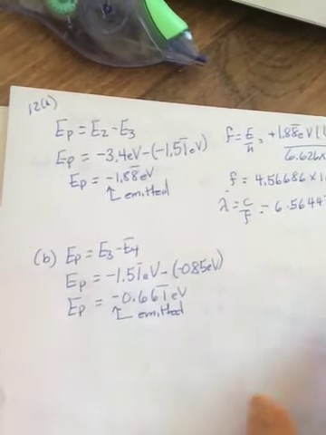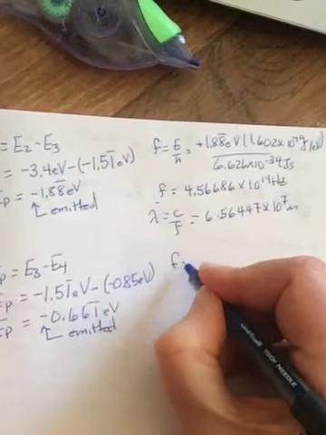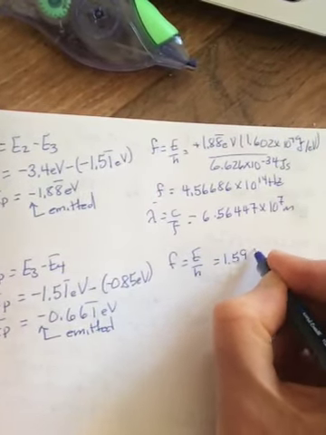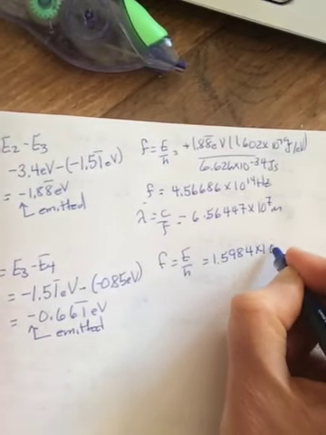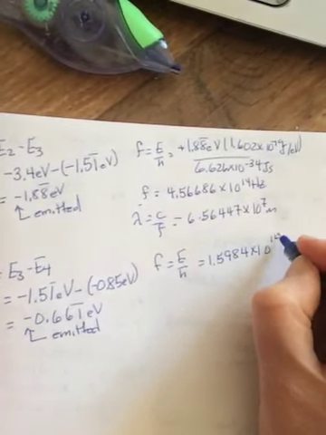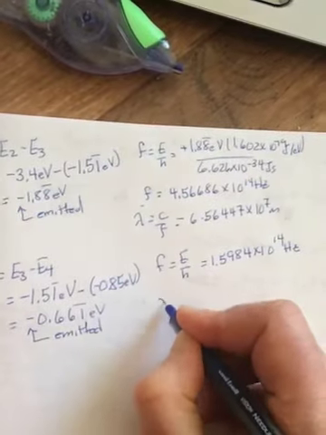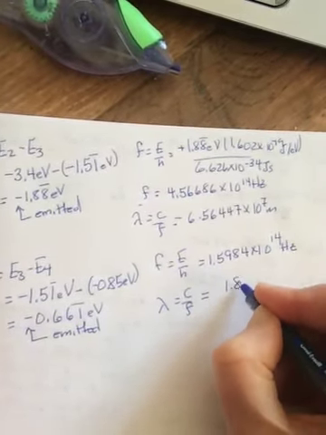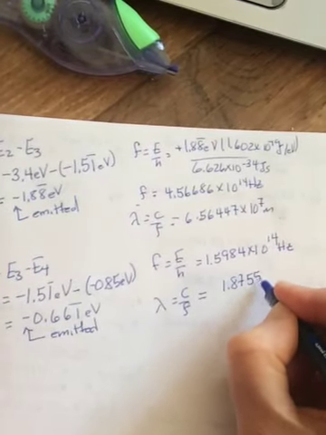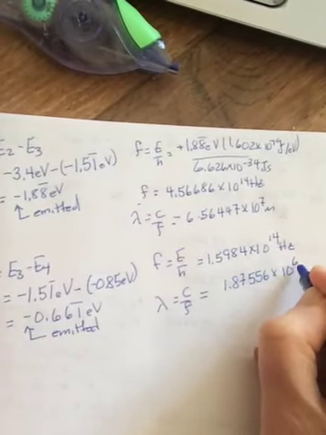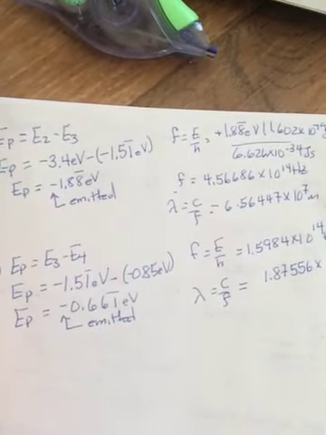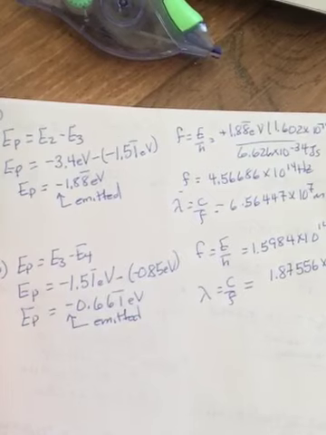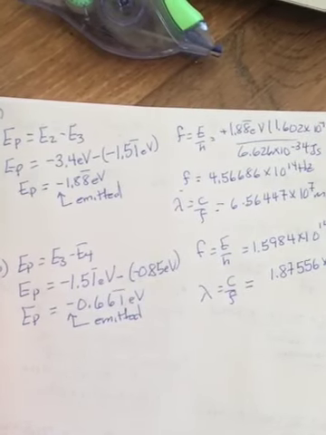And then we do exactly the same steps again. F is equal to E over H. And when you do this, you get 1.584 times 10 to the 14th hertz. And then you do lambda equals C over F. And you get 1.87556 times 10 to the negative 6 meters. 12 is done. Okay? Sorry, like 11. Yeah, you probably did these enough now that it should be cemented in your head.